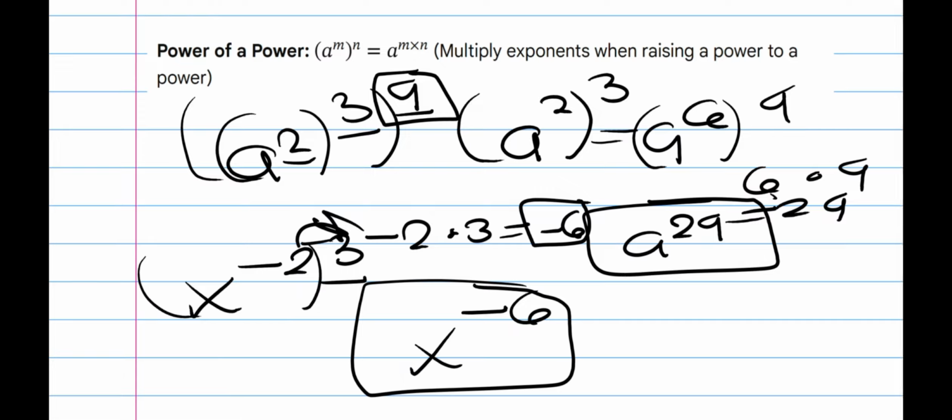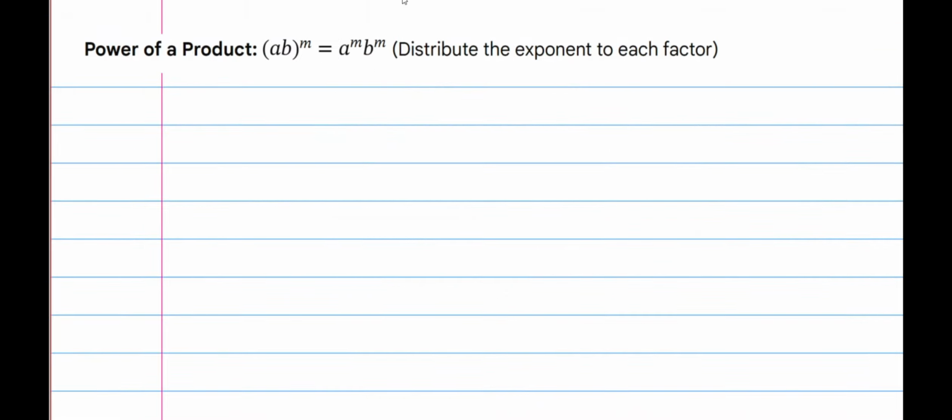And moving on, we're going to the power of a quotient. I mean the power of a product rule. Let's move on. When you think of a power of a product, it's more on distribution. So let's say I'm given here 2x to the power of 4.